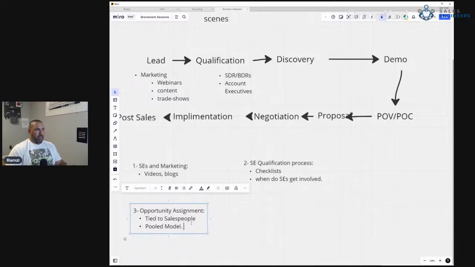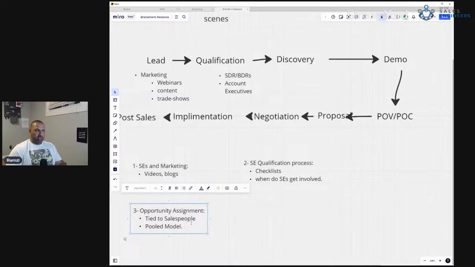So again, if you're a company, you need to figure out which one you want. And if you're an SE looking for a job, it would be good for you to understand what model that company uses, because it affects the way you operate.